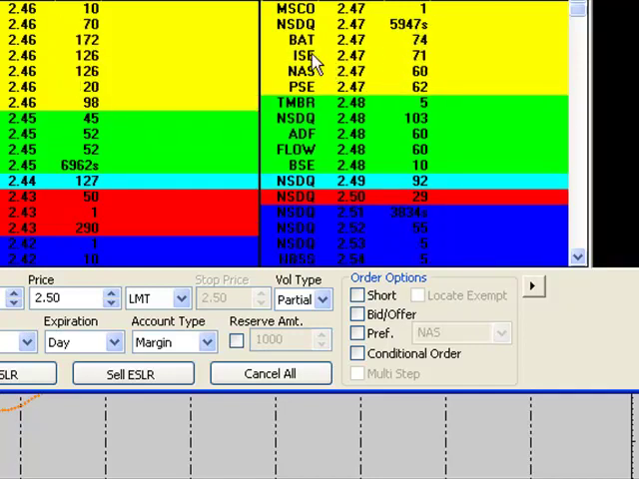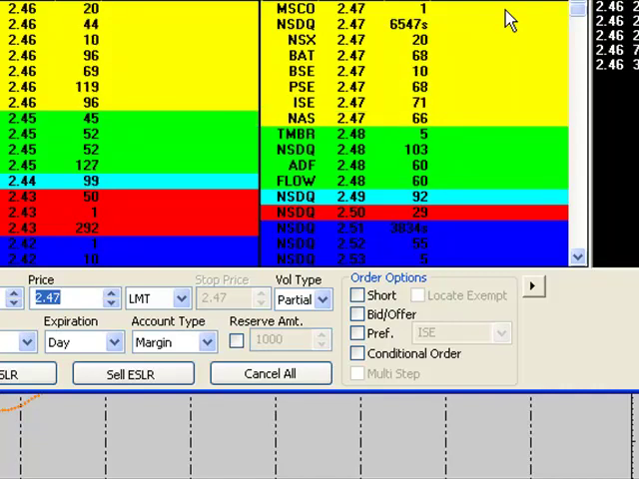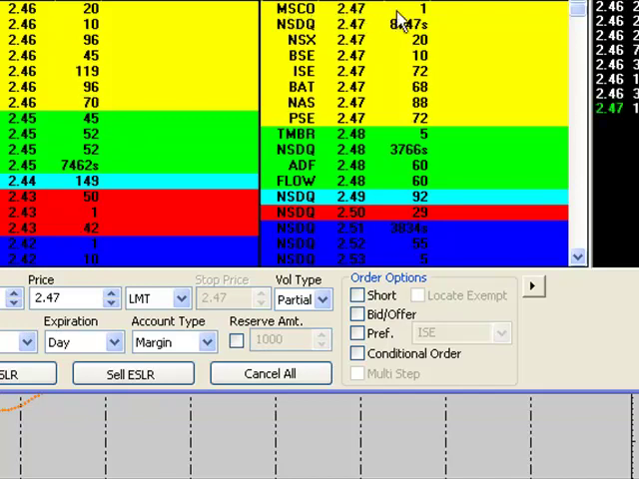Right now, that's not an issue in Evergreen Solar because of the size available. You can see the ISE, for instance, right here is offering 71 as the size. What that means is 7,100 shares. So when you see 71, it means 7,100 shares available from that participant. Morgan Stanley, you can see MSCO, is offering 100 shares at $2.47.